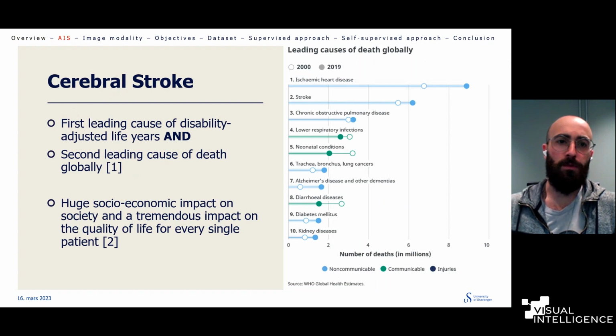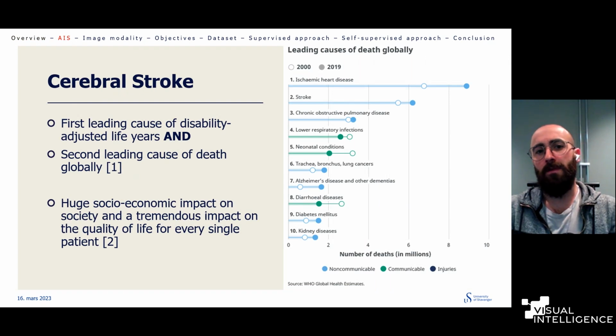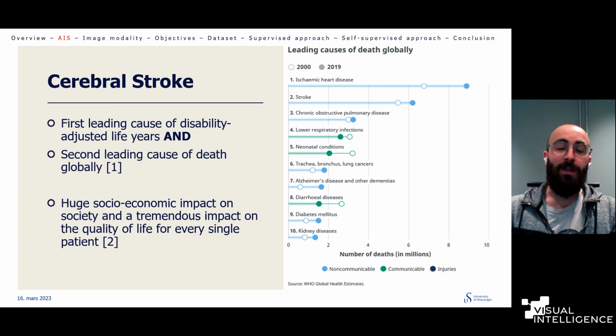For you to understand, cerebral stroke is the first leading cause of disability-adjusted life years and the second leading cause of death globally, according to the World Health Organization. It has a huge socioeconomic impact on society and a tremendous impact on the quality of life for every single patient. So these are the fundamental reasons why we are working and dealing with this medical condition.